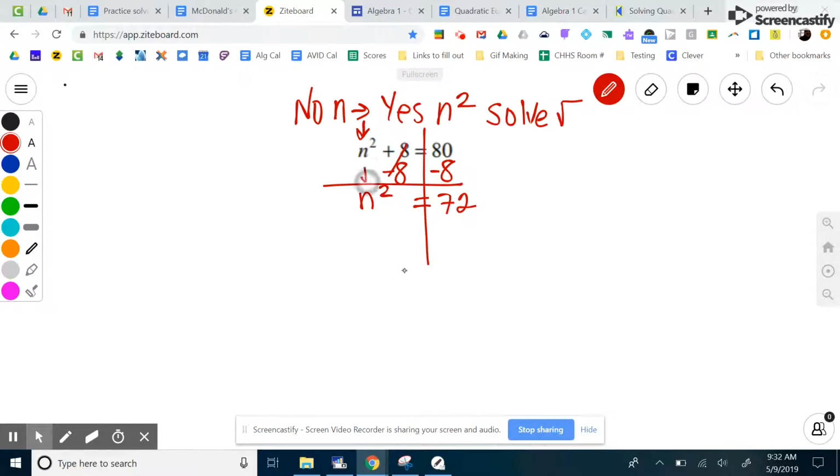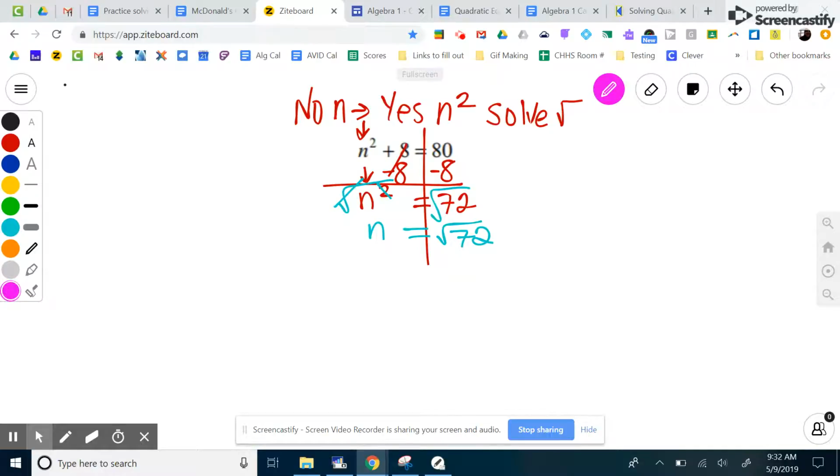Okay, now that the n squared term is by itself, I can go ahead and take the square root of both sides. The whole reason I do that is to get squared gone. So those cancel out. So I got n equals, and I've got square root of 72. Now I need to go ahead and simplify my square root of 72.